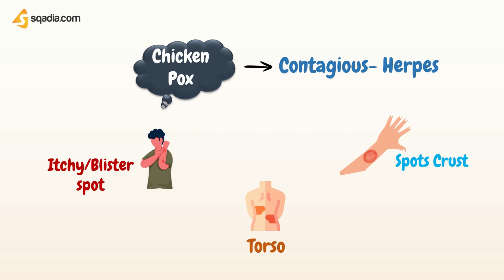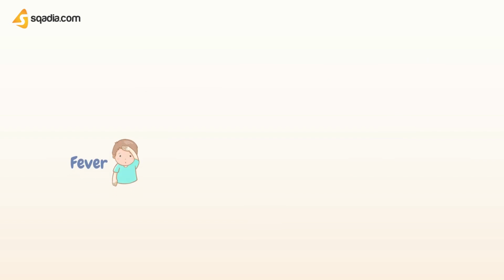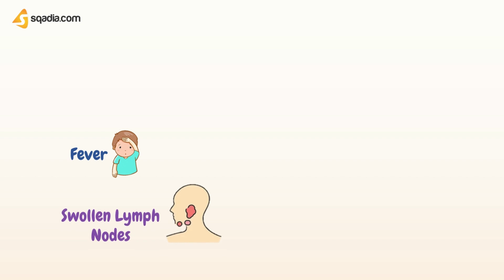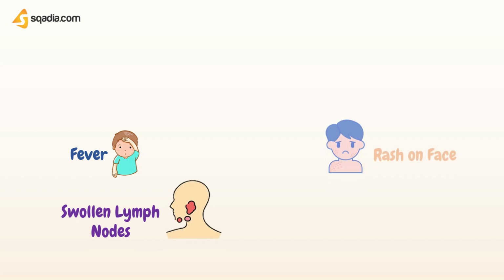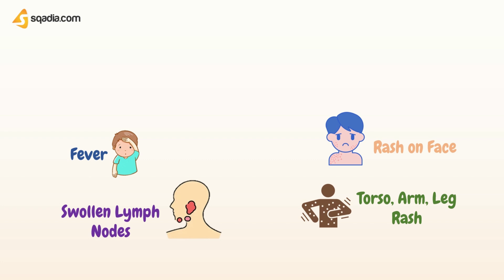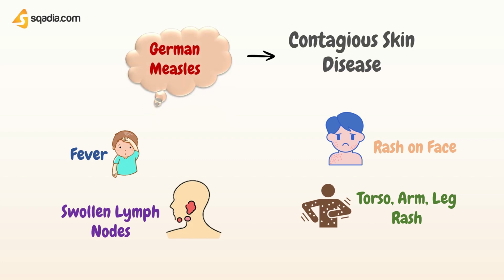Now, if your patient has fever and swollen lymph nodes in the neck, followed by a sudden rash on the face that fades after 1 day, and followed by a similar rash on the torso, legs, and arms the next day, then these symptoms might be caused by German measles, which is a contagious skin disease that is less severe than measles.